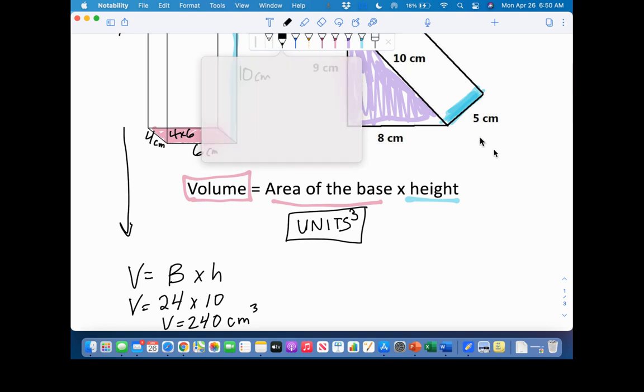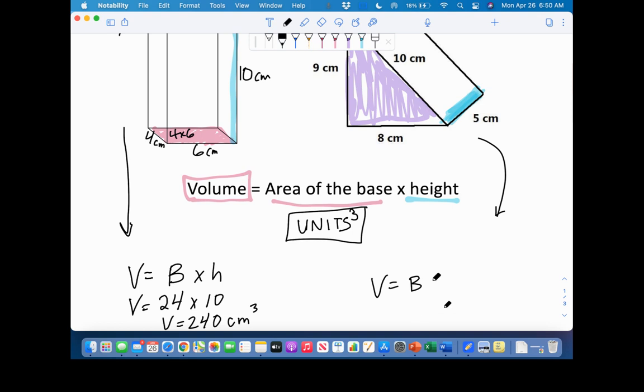All right, so this one down here, I'm going to go ahead and move this down here. The volume is the area of the base times the height. The height, I've made it kind of clear, is 5. For the area of the base, we just have to be careful because it is a triangle. A triangle is half a rectangle, so it's 1/2 times base times height. So this triangle, 9 and 8, is going to be 1/2 times 9 times 8.